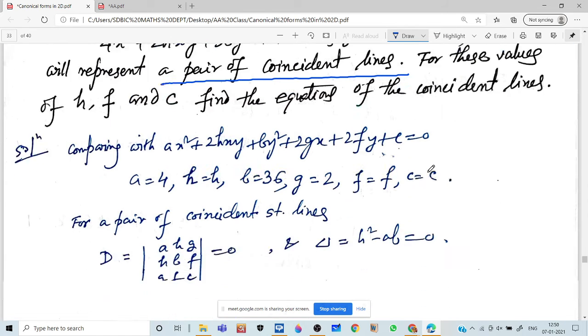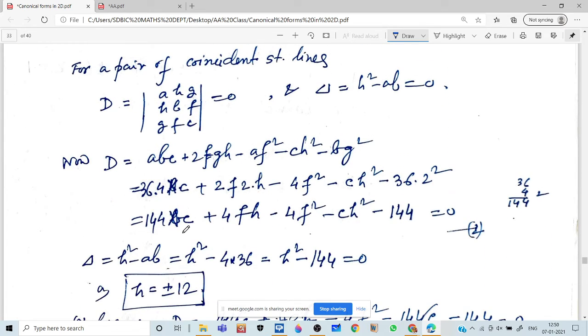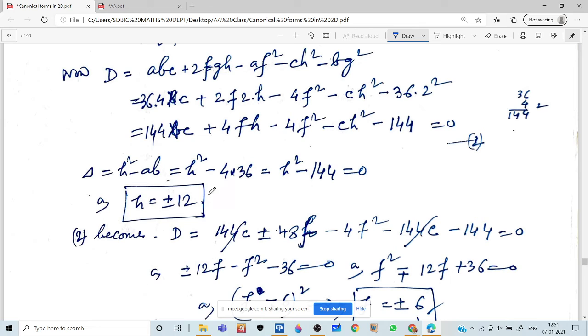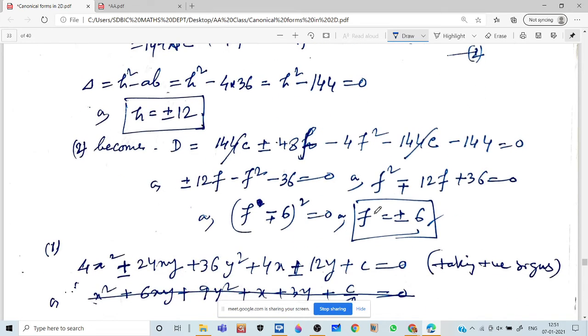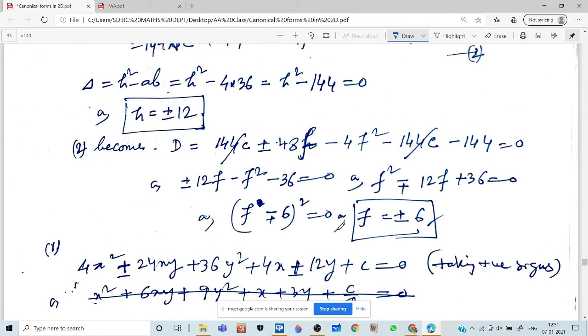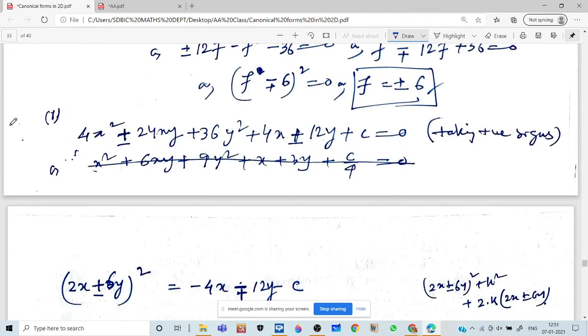So for a pair of coincident straight lines, D must be 0 and delta must be 0. D must be 0 by this relation, and from this relation, h is equal to plus minus 12. Then using the value of h, D becomes this quadratic equation in f. Solving this, f is equal to plus minus 6. Taking the positive sign, h is equal to plus 12 and f is equal to plus 6, and the equation becomes this form.